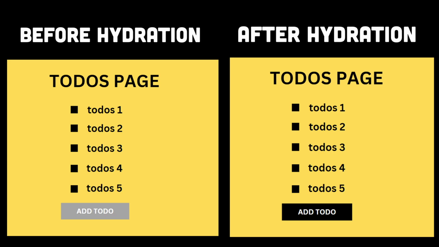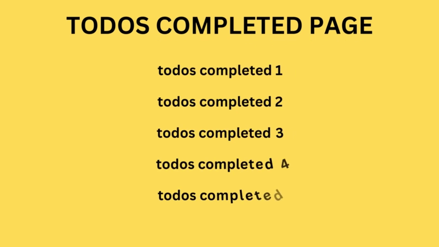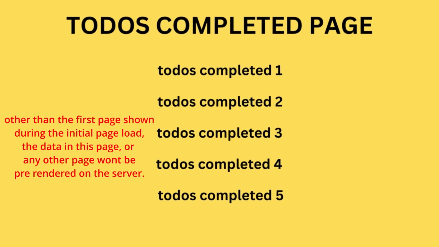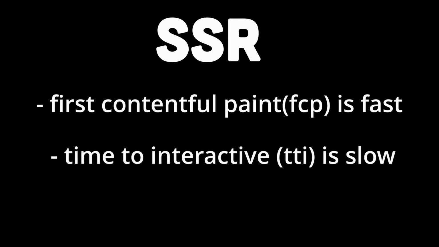Additionally, once the browser loads the initial page, then this app is going to behave like a single page application. So if the user navigates to the to-dos completed page, then the browser is going to render this page and send a request to fetch the list of to-dos. So the only real advantage of SSR comes at the initial page load stage with the first contentful paint score, while time to interactive is going to be almost the same.